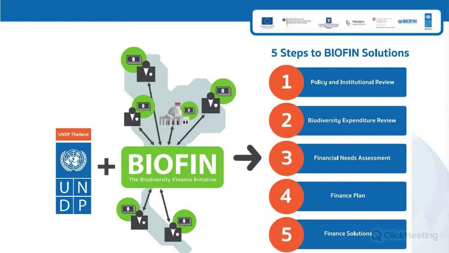Here is the process. During the BIOFIN process in phase 1, we started this in 2014. We have conducted detailed analysis on policy context. We look at main stakeholders, different institutions who work for biodiversity. And further, we completed our analysis on the public expenditure for biodiversity. With those findings, we continued the study on the financial needs assessment to understand how much money we need in order to complete the NBSAP and other long-term plans in Thailand.